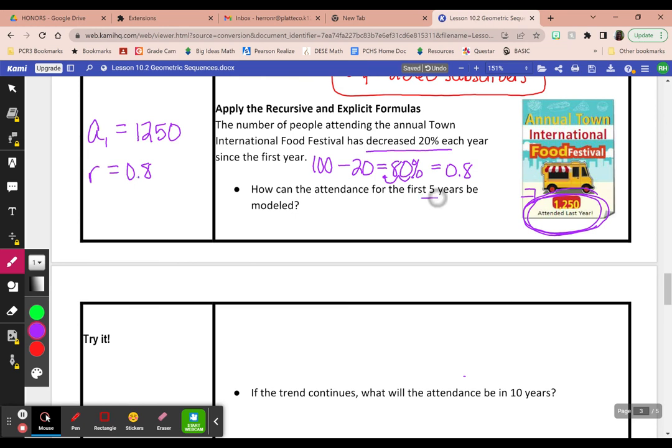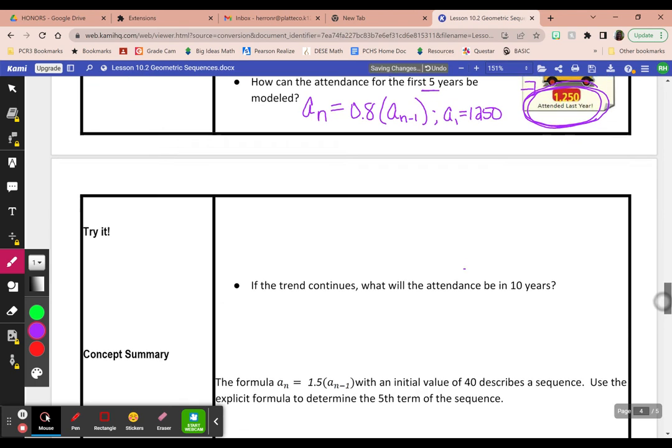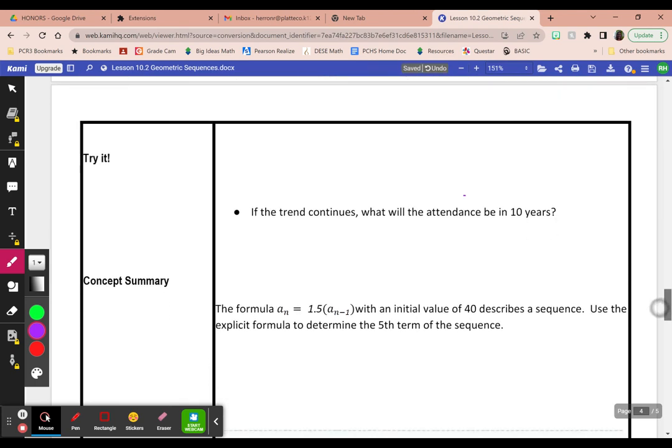Okay, so if it's the first 5 years, then we know that it could be modeled with the recursive because we could count to the first 5 years, right? So recursive is our one that isn't helpful as much. So it's A sub n equals, and then we would take our ratio, which is 0.8, times the previous term. So A sub n minus 1. And then we have to tell them where to start from. So A sub 1 equals 1,250.